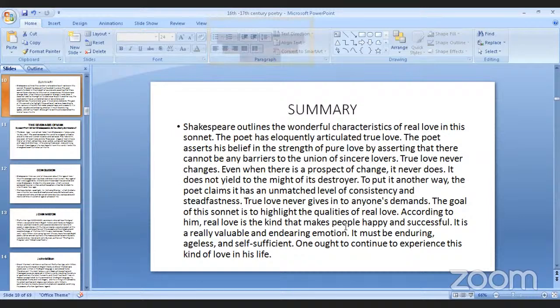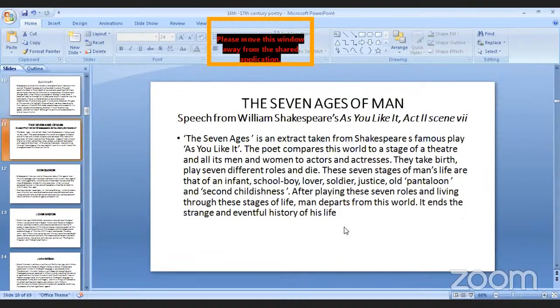So this whole sonnet talks about love. Now, it doesn't yield to the might of its destroyer. I mean, it will not get destroyed at any cost. To put it another way, the poet claims it has an unmatched level of consistency and steadfastness. True love never gives in to anyone's demands. The goal of the sonnet is to highlight the qualities of real love. According to him, real love is the kind that makes people happy and successful. So it is a really valuable and enduring emotion. It must be enduring, ageless, and self-sufficient. So one ought to continue to experience this kind of love in his life. Right.